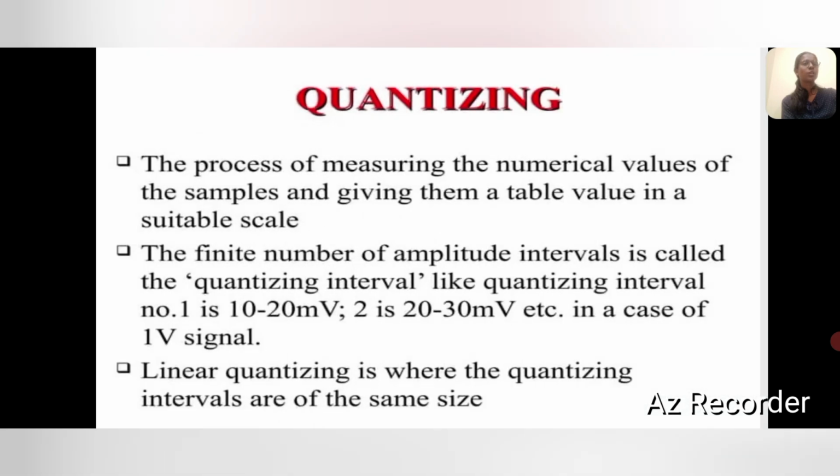The next one is quantizing, the process of measuring the numerical value of samples and giving them a table value in a suitable scale, where the infinite number of amplitude levels are divided into quantizing intervals. For example, the first quantizing interval is between 10 to 20 millivolts, the second one is 20 to 30 millivolts, and so on, in each case for a 1 volt signal.